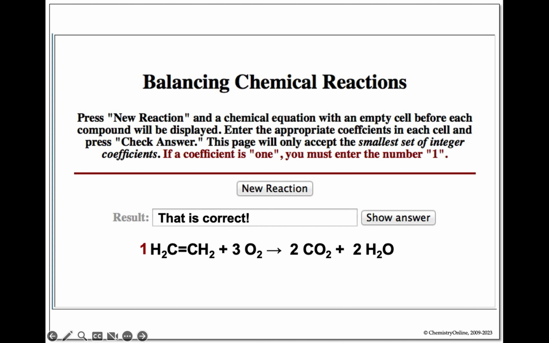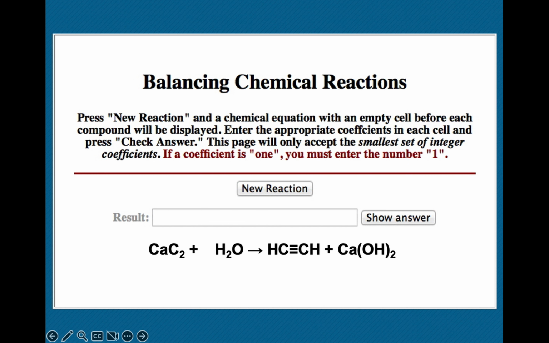Now, as you do these for practice, some of them get a little strange. If you get a really strange one, just do a new problem again and get one that looks better to you. Here's another one that's actually a fun reaction. This is calcium carbide. Calcium carbide reacts with water to form acetylene and calcium hydroxide.